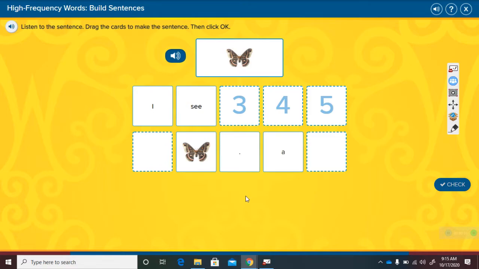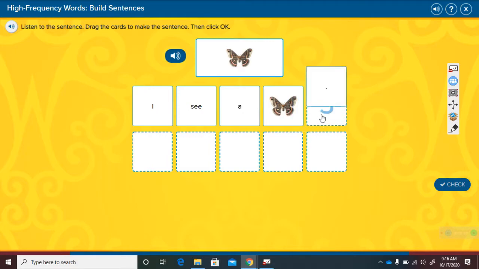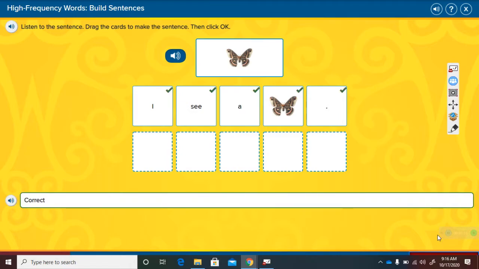Can you find A? Remember, the typewriter A looks a little bit different than the way we write it. It looks right here, like that one. I see a, and then we have a picture of a moth, and we always end our sentences with some kind of punctuation. And in this case, we're going to have a period there. Okay, let's check it and see. Fantastic! We got it in the right order. Let's go on to the next one.